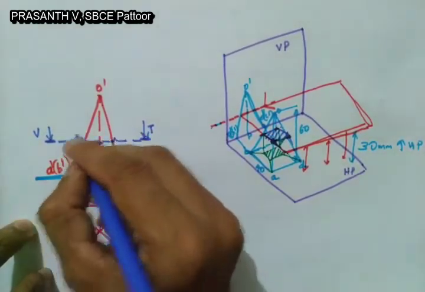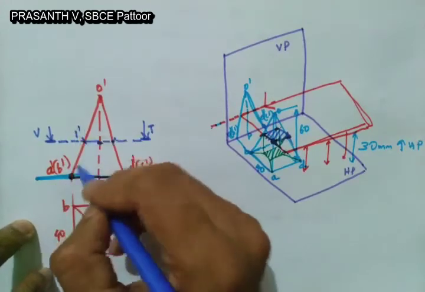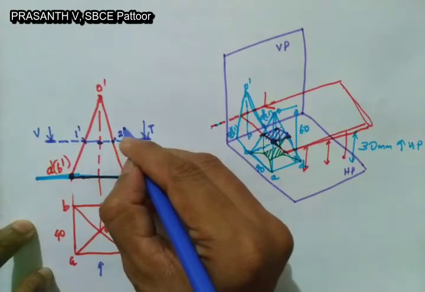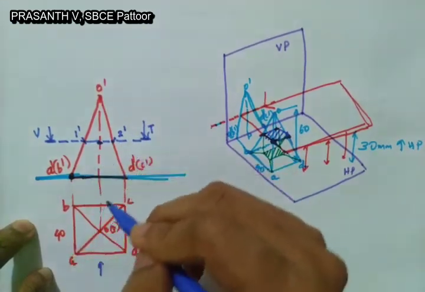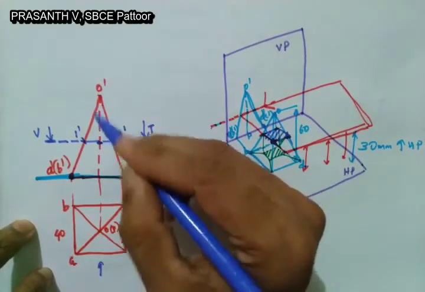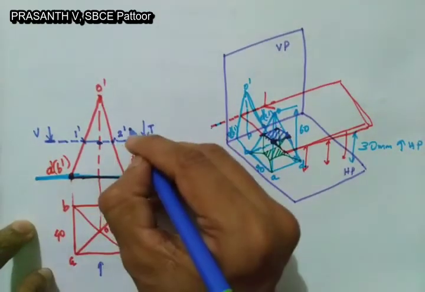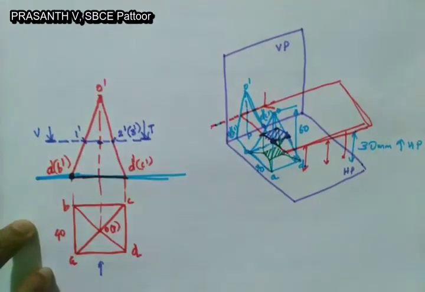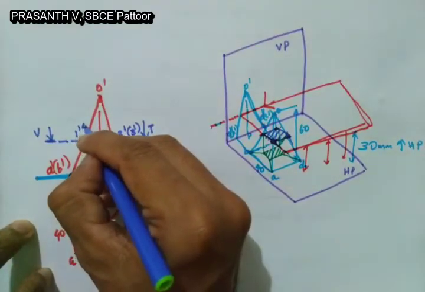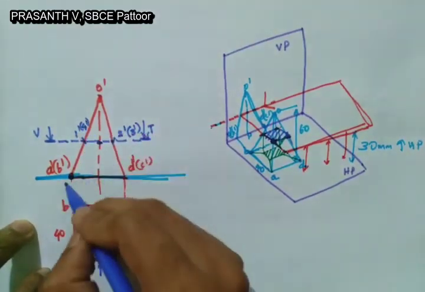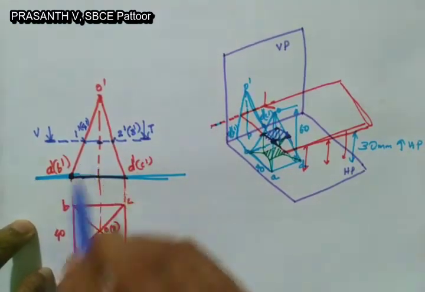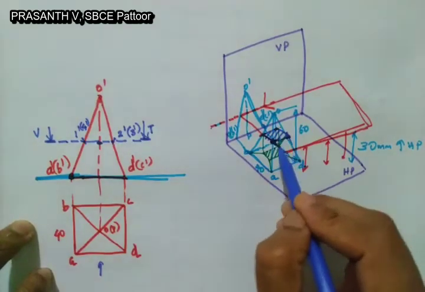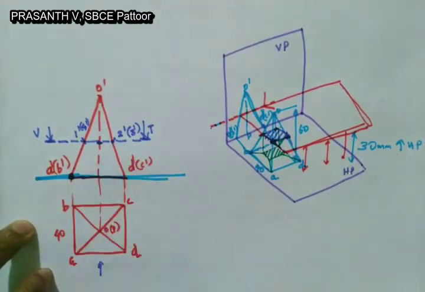So I will write 1 dash as the cutting point for the line A dash O dash, and 2 dash is the cutting point for the line D dash O dash. Now again I will write 3 dash as the cutting point for CO, the slant edge CO. Here 4 dash is the cutting point for BO. That's how we marked all 4 cutting points here. These cutting points we marked in the front view.